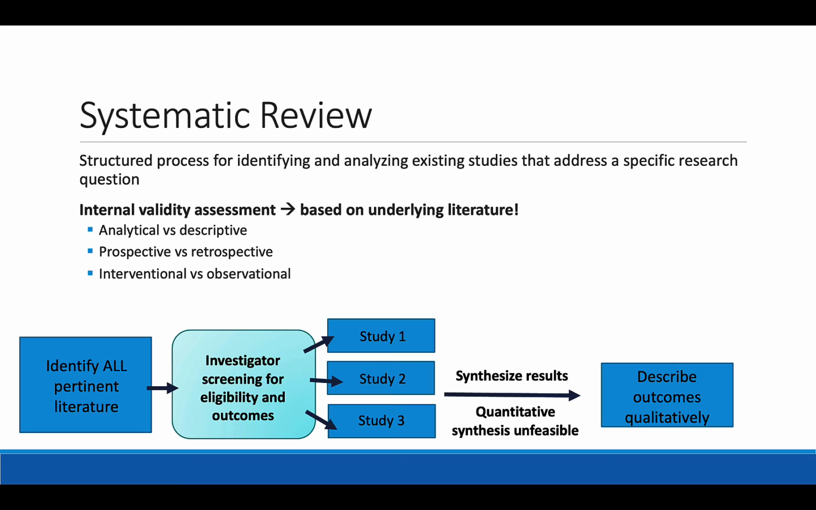In a schematic form, a systematic review involves identifying all pertinent literature. The investigators then screen the literature for eligibility and outcomes, and then this results in a set number of studies from which you will analyze and synthesize the results. If quantitative synthesis is not feasible for various reasons, then you would just describe the outcomes qualitatively, and it would be a systematic review alone instead of a systematic review and meta-analysis.